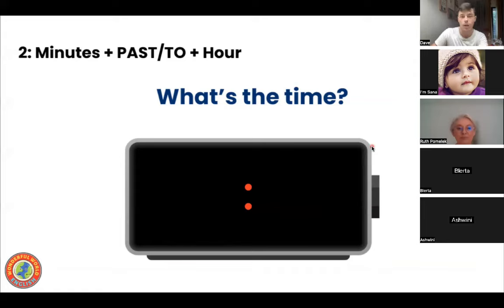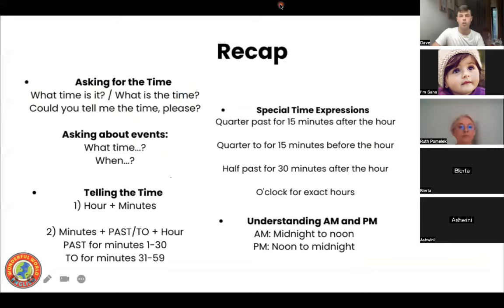So let's move on. We're just going to do a recap. Let me bring us down here. There we go. So does anyone want to read for me? Does anyone feel confident reading? Yeah, Ruth, if you'd like to read for us, you can just read this page. Asking for the time. What time is it? What is the time? Could you tell me the time, please? Very good.